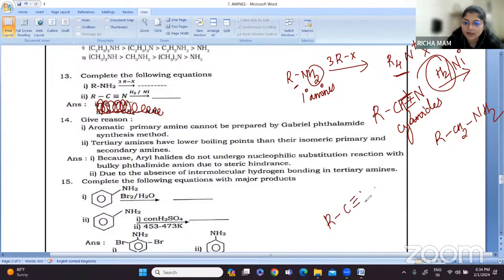So triple bond to N. Now one bond you break, you will introduce H2. Break another bond, you will introduce H2. What you will get? RCH2NH2. So we are doing a hydrogenation reaction. Is it clear? One bond is broken, we are adding two hydrogens. Another bond is broken, we are adding one more set of hydrogen. Is it clear?